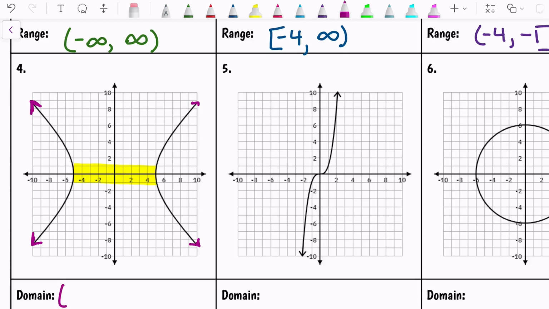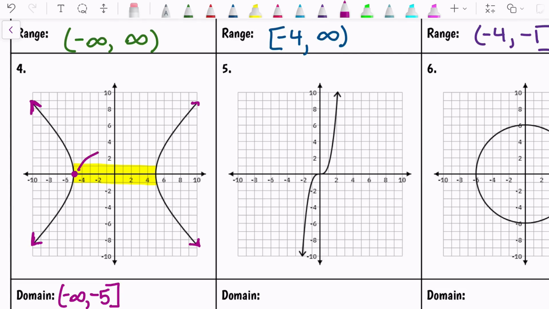So it goes -infinity to the left. And then as we come to the right, it stops right here. And that is at -5. And there's a gap. Oops, I messed up. I should have put a bracket because it's physically part of the graph.